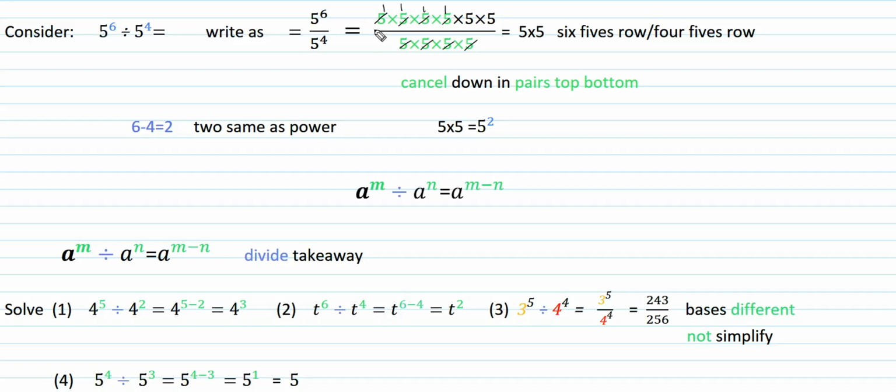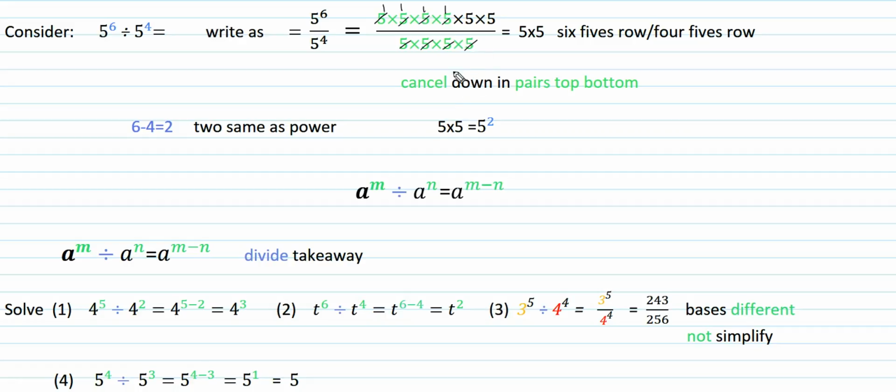Now 5 to the power 6 is actually 5 multiplied by itself 6 times: 1, 2, 3, 4, 5, 6. So it's 5 times 5, 6 times. And 5 to the power 4 is 5 multiplied by itself 4 times: 1, 2, 3, 4. So we have 6 5s in a row multiplied together on the top, and 4 5s in a row on the bottom multiplied together. The top is being multiplied, and the bottom is being multiplied into the top.